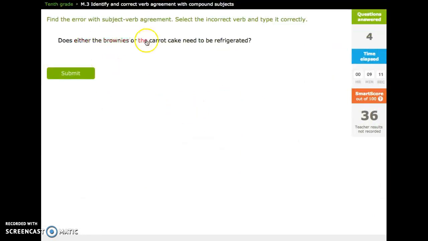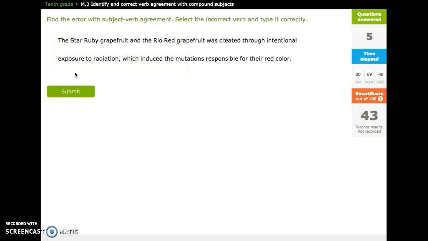So, either the brownies or the carrot cake need. Okay, and then this on top of that has a question. So if we rearrange this, either the brownies or the carrot cake do need. We're going to come back to that one.